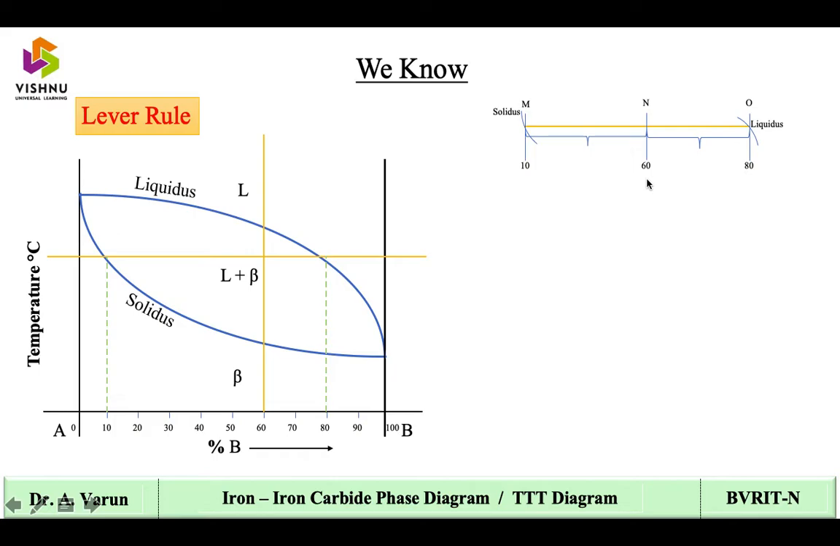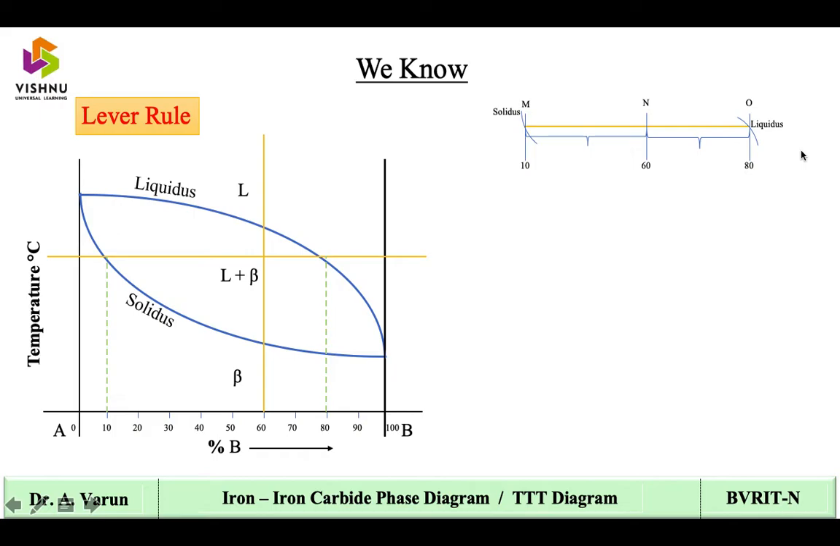So the second rule states that when you draw a vertical line, it will divide the tie line into two halves, and the amount of phases present is inversely proportional to the divided line length for each phase. So when I say inversely proportional, if I want the solidus composition or weight percentage, I need to take the other side length. Like in this case, I need to take this length divided by the total length into 100.